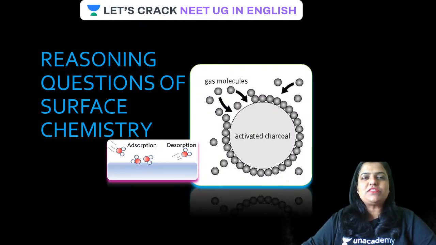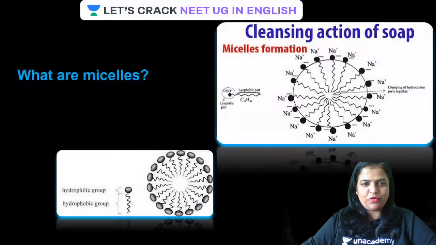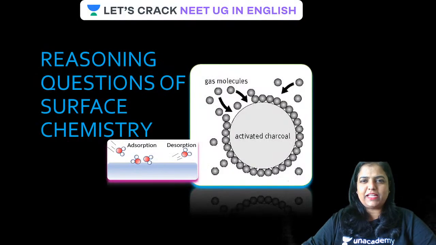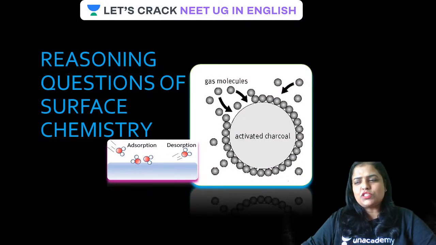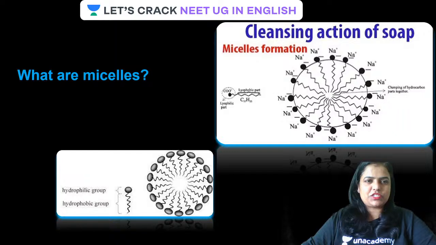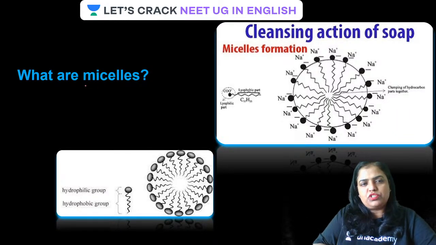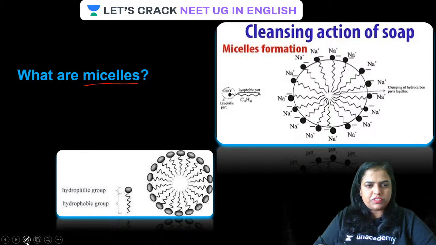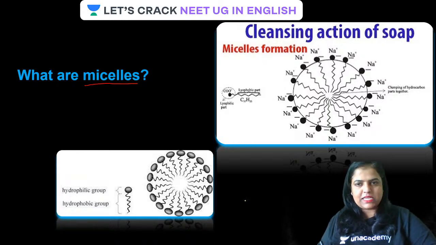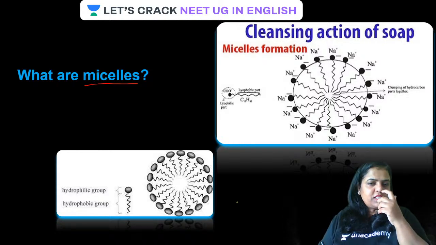Okay, guys, have a look at the screen. We are going to discuss reasoning questions of surface chemistry. Yes, we are going to have adsorption, desorption, and gas molecules on activated charcoal. So many things. As long as surface chemistry is there, we are going to discuss all of this. Don't worry. Let's start with the first question. What are micelles? Guys, you must have observed micelles while making a soap solution, isn't it? Today we are going to discuss it as well. What is this micelle, guys?